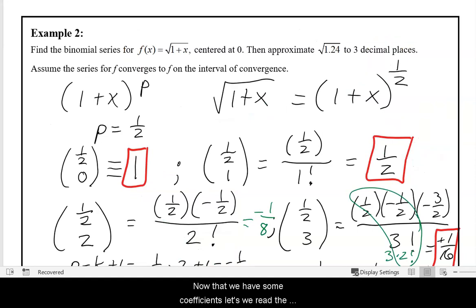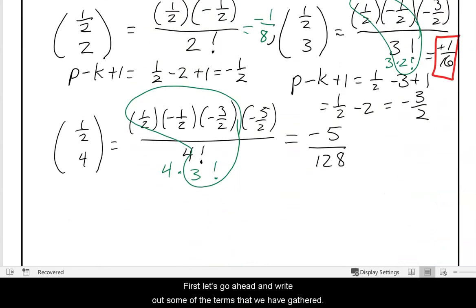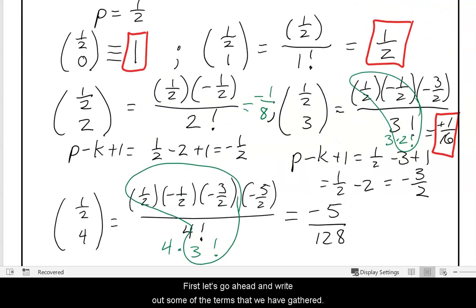Now that we have some coefficients, let's reread the problem to remember what it is we're supposed to be doing. It says find the binomial series for the function √1 plus x centered at 0. We have done that, though we haven't written out the polynomial into terms. We can do that next. After we're done, we're to approximate the square root of 1.24 to 3 decimal places. First, let's go ahead and write out some of the terms that we have gathered.